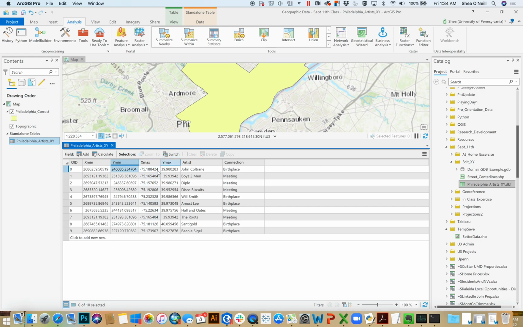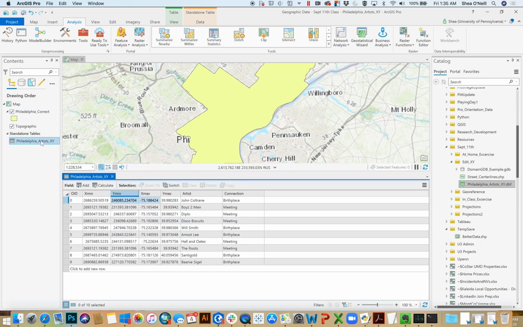So by using these coordinates, I would say you can find me where Diplo sort of and his crew met in Philadelphia, and where they lived and grew up, and where the Disco Biscuits met at school, where Will Smith was born, where Amos Lee was born, where Hall & Oates met in part of West Philly, or I think possibly even out towards Upper Darby. But this is XY coordinates, and they're mapped quite easily.